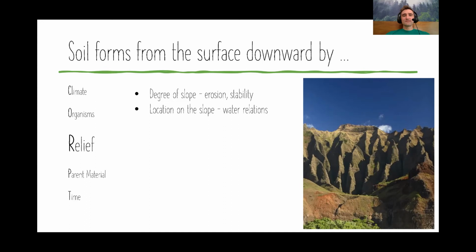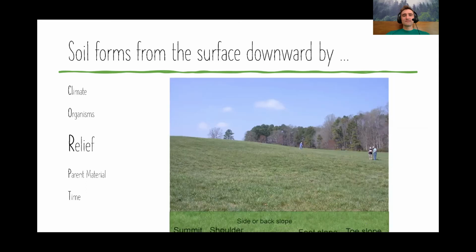Similarly, the soils at the top of mountains are often very thin, while the soils in the valleys are typically very thick. Over time, there's accumulation at the bottom and there's losses from the top. So how steep the land is and where you are on that slope has an impact on the rate of erosion, the stability of the land, and how water relates, the amount of infiltration versus the amount of runoff.